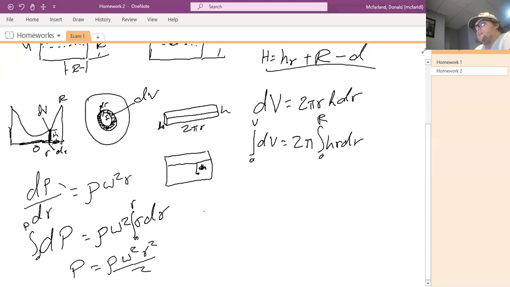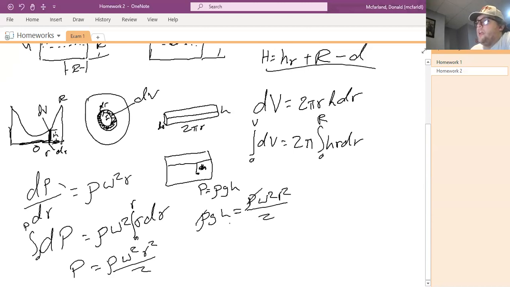It's an H right there. So remember, we found the equation where pressure is going to equal density times gravity times the height. So we plug this in here. We have density times gravity times height is equal to pressure: density times omega squared, which is angular velocity squared, times the radius squared over 2.